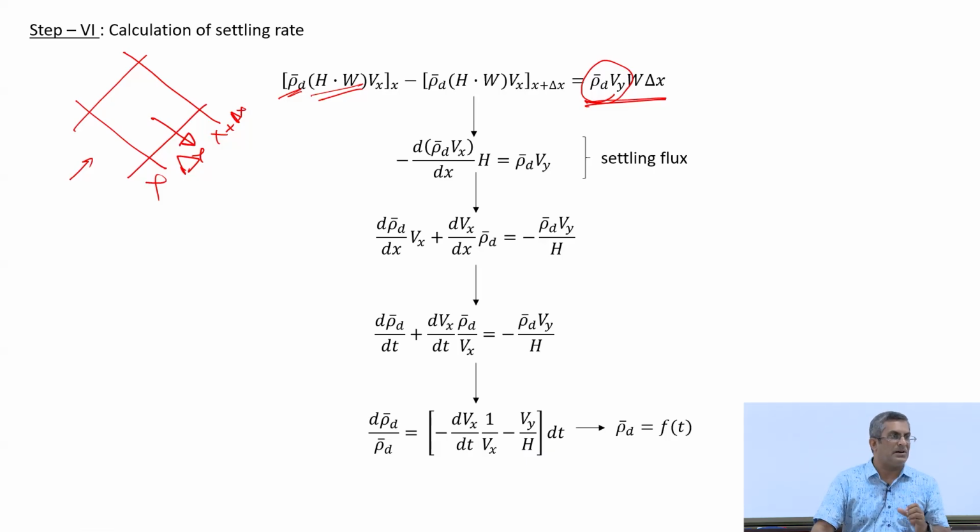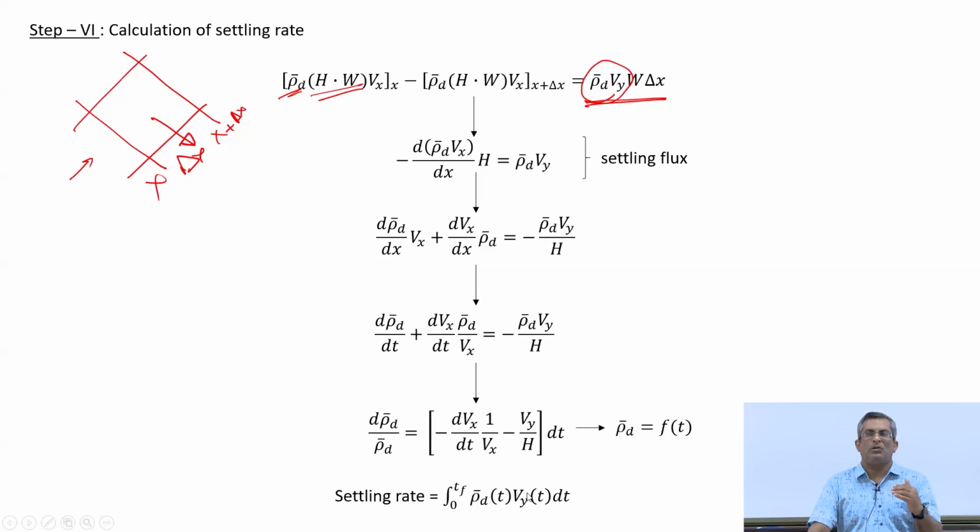So, here we have to remember that the bulk density is not constant. What we have calculated earlier is the bulk density at the entry. Okay, actually the bulk density is not constant. Why? Because particles are getting settled down. So, once we know the bulk density, how it varies with time, we can calculate the settling rate by integrating this expression.